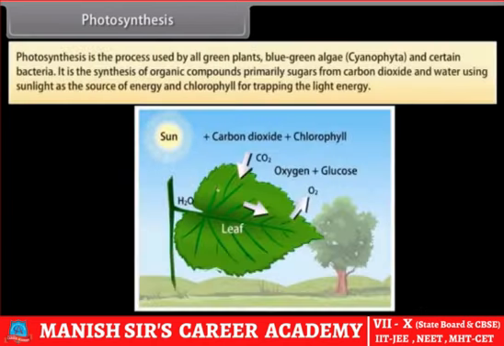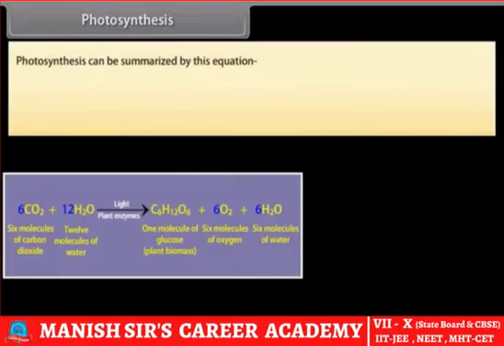Photosynthesis is the process used by all green plants, blue-green algae, cyanophyta, and certain bacteria. It is the synthesis of organic compounds, primarily sugars from carbon dioxide and water, using sunlight as the source of energy, and chlorophyll for trapping the light energy. Photosynthesis can be summarized by this equation.